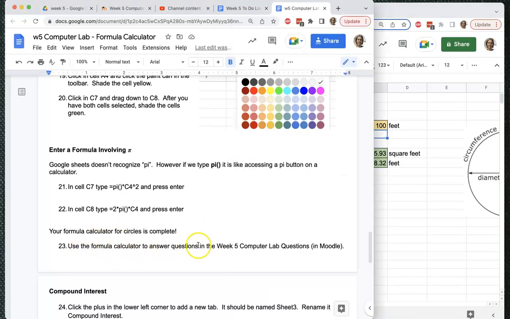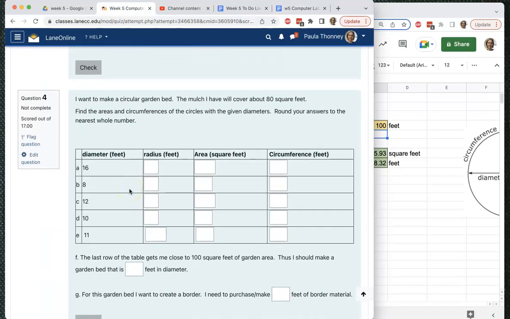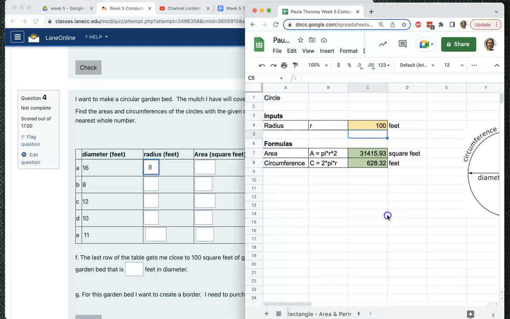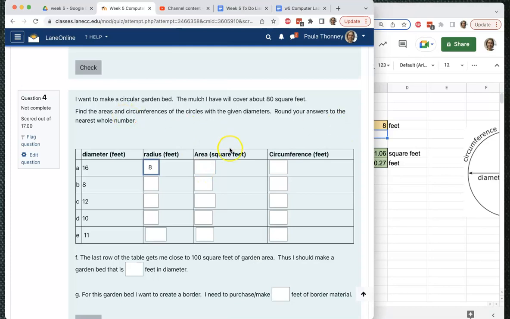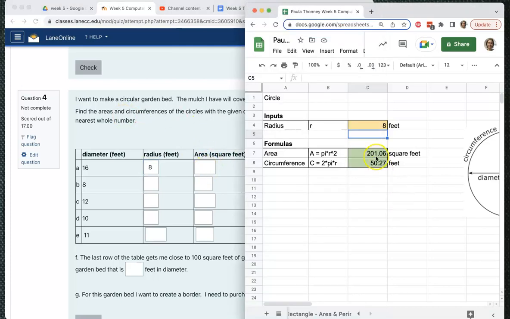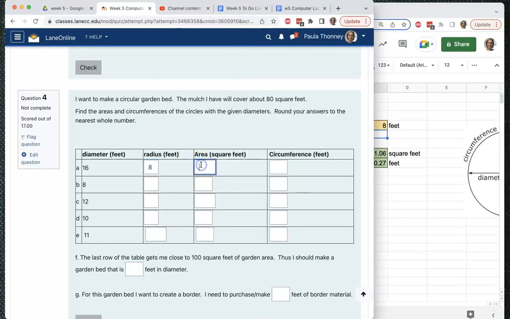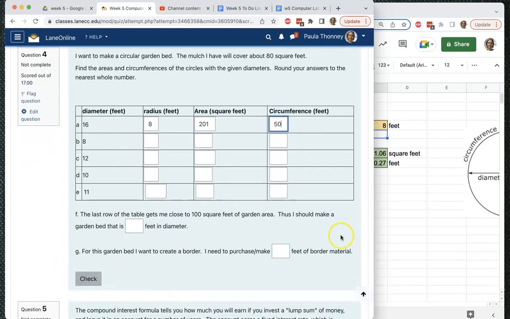So you can use the formula calculator to answer questions in the week 5 computer lab questions. Let's see what kind of questions there are there. Aha. If you have a 16-foot diameter, then you have an 8-foot radius, and then you can go get your answers. And what did I say? Round your answers to the nearest whole number. So this will be 201 and 50. 201 and 50. And then you can put zeros everywhere else and check and see if that works.